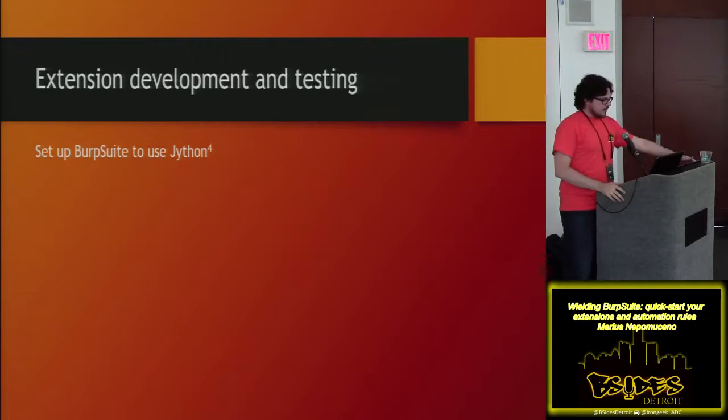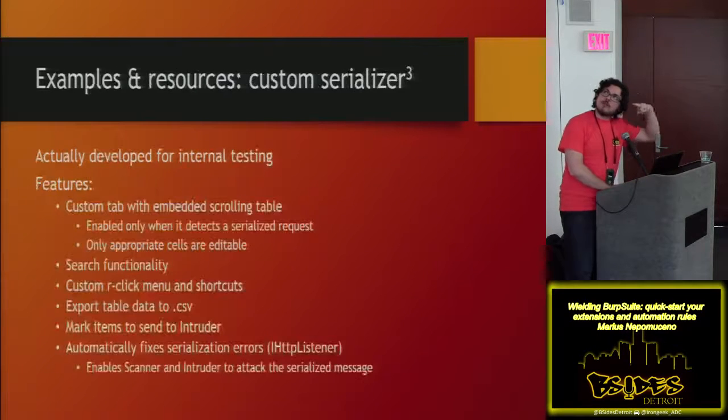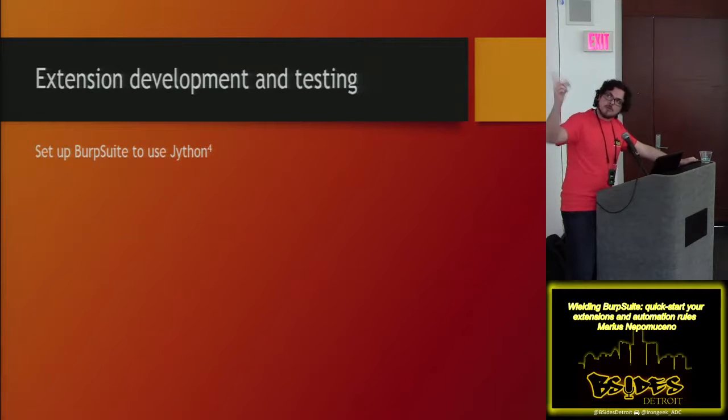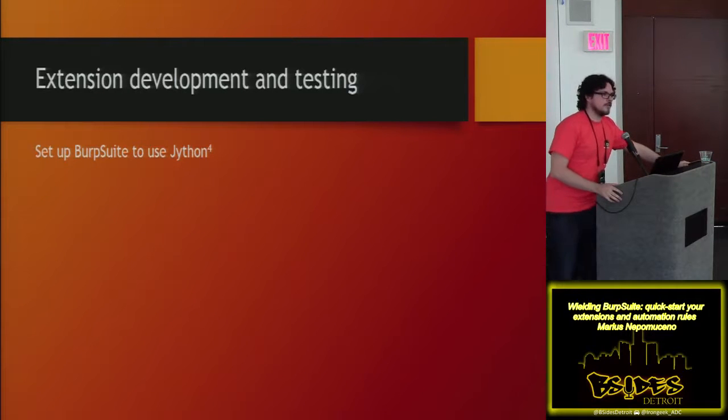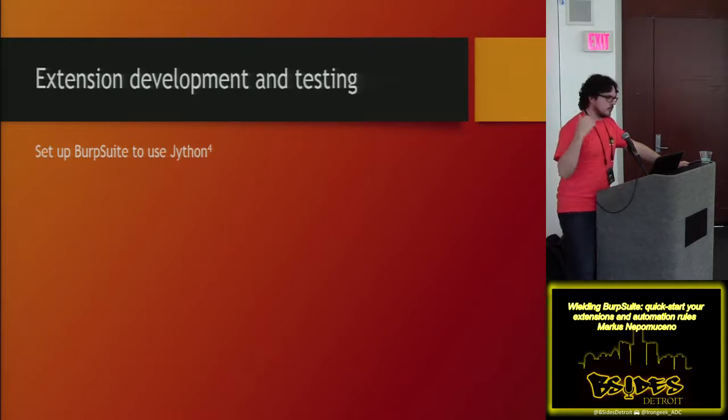Some tips for extension development and testing. By the way, we're on number 4. Number 3 was the actual code for this extension. I cleaned it up, so feel free to download it, use it as your shell, and see what you can do with the different interfaces. So number 4, set up BurpSuite to use Jython. There's a guide on my page that shows you exactly where to download Jython and where to go in BurpSuite to set it up in the interface, so you can use Jython to write your extensions.